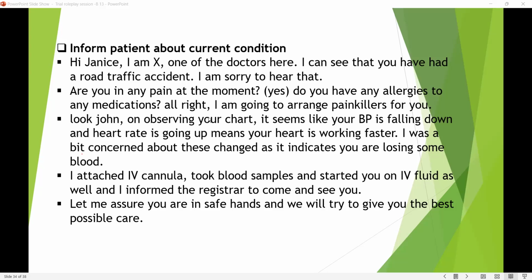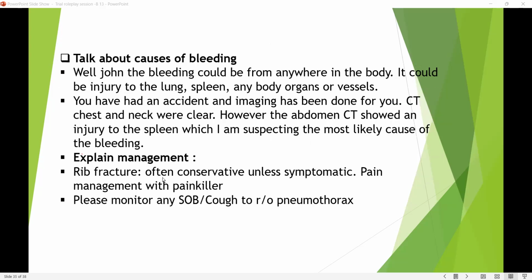Let me assure you that you are in safe hands, and we'll try our best to give you the best possible care. Because you are thinking it could be bleeding, bleeding could be from anywhere in the body, like injury to the lung, spleen, or any body organ or any blood vessel. But we have done a CT scan, and the CT scan of the abdomen is showing injury to the spleen, so I'm suspecting you might have bleeding from that spleen area.